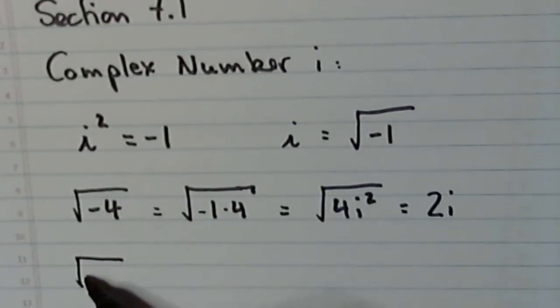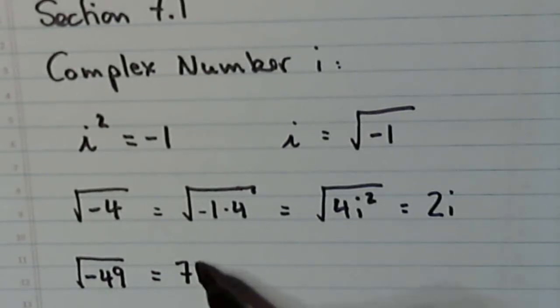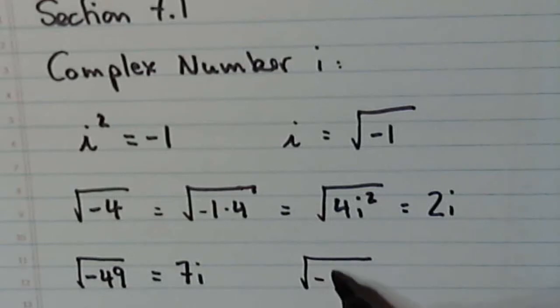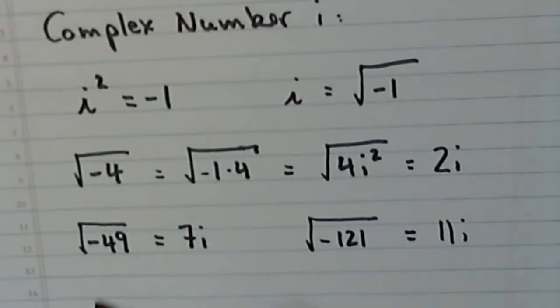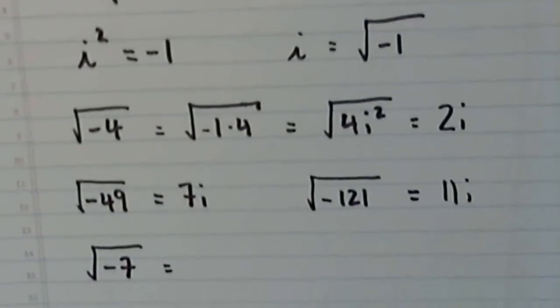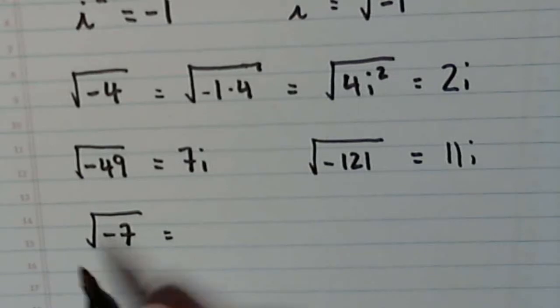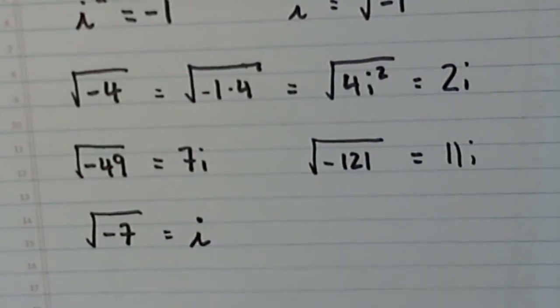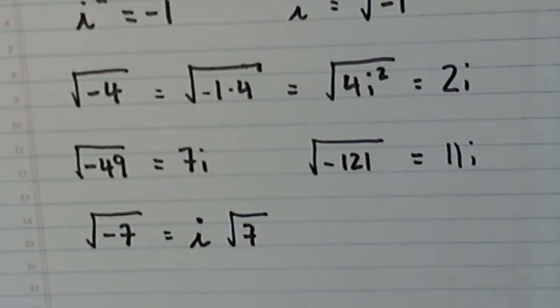Okay, so let's take a look at the square root of -49, 7i. The square root of -121 is 11i. Now what happens if we have a square root that is not perfect? Well, this negative under the radical means we have to take out an i. The square root of 7 cannot be simplified, so our answer is i square root of 7.